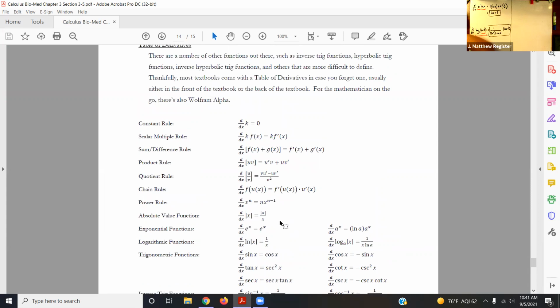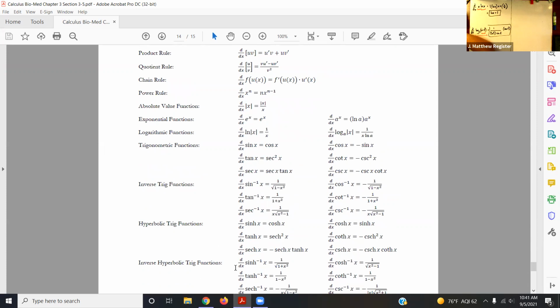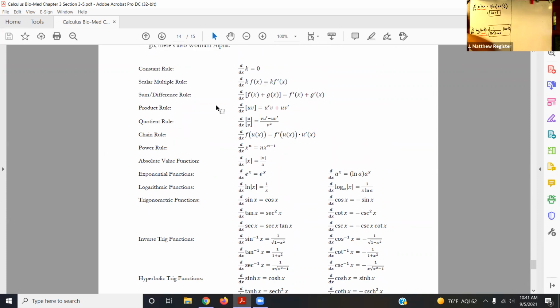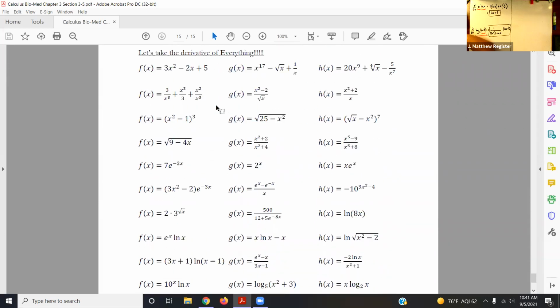And so that should hopefully help. And realistically, these are the functions which are going to be the most important for you. Having the polynomials, the exponential and logarithmic, and the trigonometric functions, those get you very, very far. And in fact, the inverse trig, hyperbolic trig, and inverse hyperbolic are really just extensions of those functions which we already have. And so make sure that you have these functions and you'll be in good shape. That said, the last thing here is just let's take the derivative of everything. And you should be able to take the derivative of anything and everything.